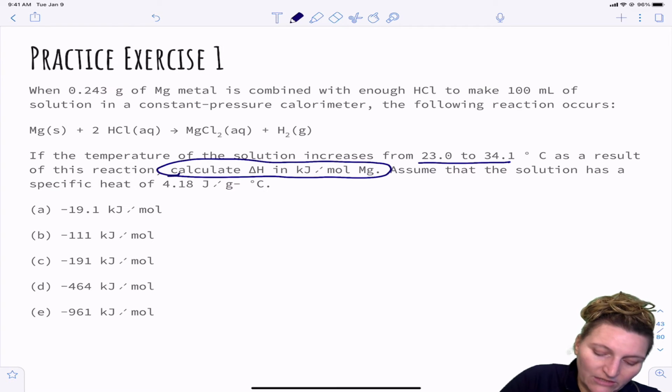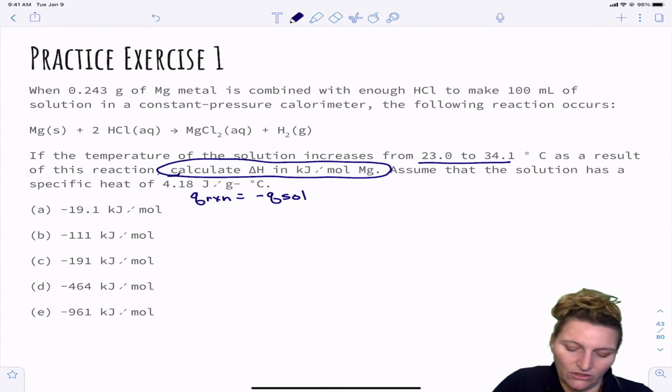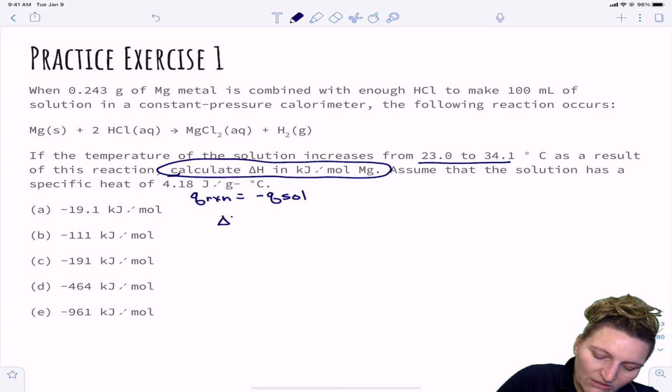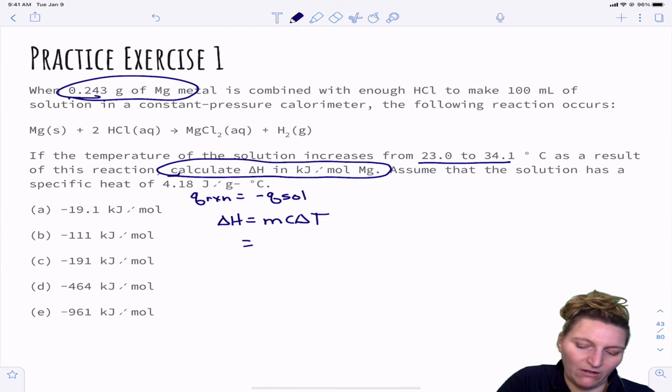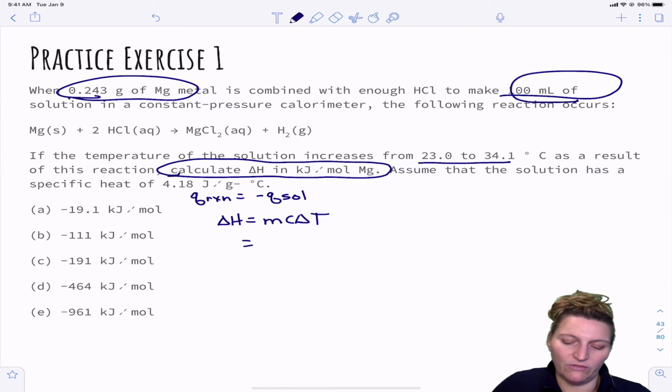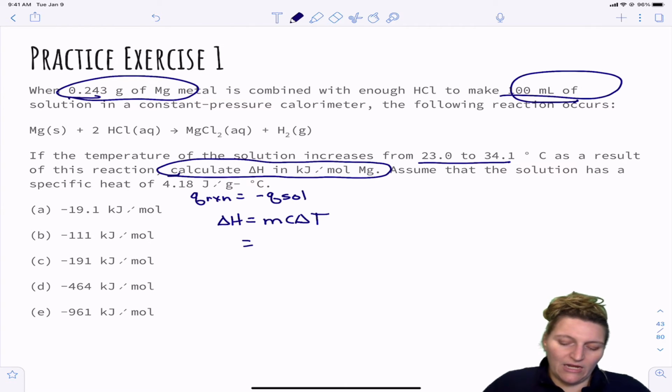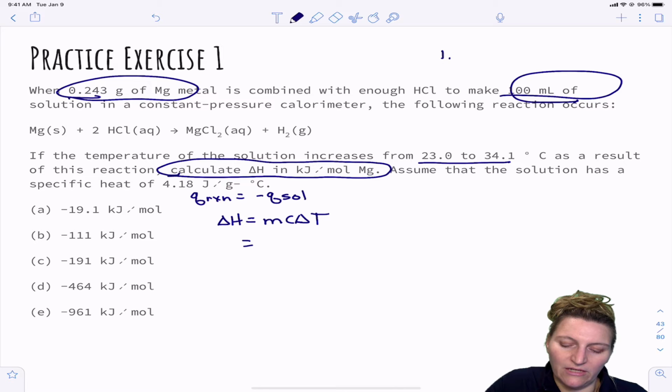Okay, so this is the same, we're going to use this idea. Q reaction equals negative Q solution. So now let's find the Q solution, right? Or delta H or Q solution is MC delta T. What's the mass of the solution? Well, I add the metal to 100 milliliters of solution. We can assume, like the previous one, that it has a density of 1 gram per milliliter.